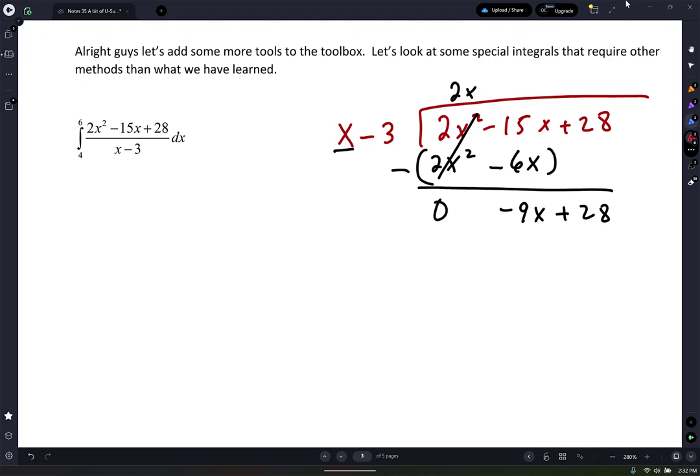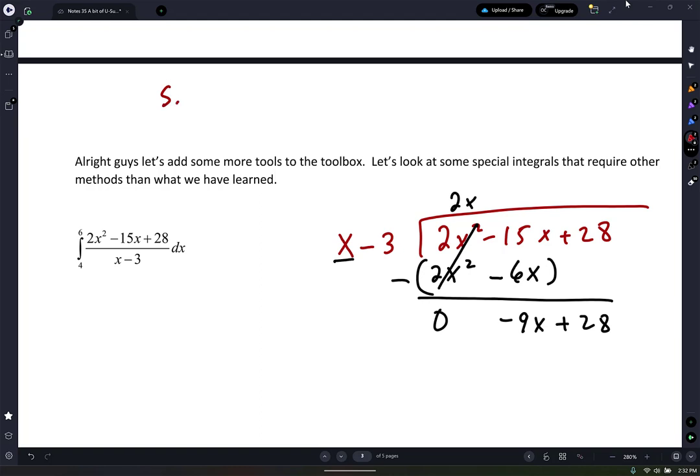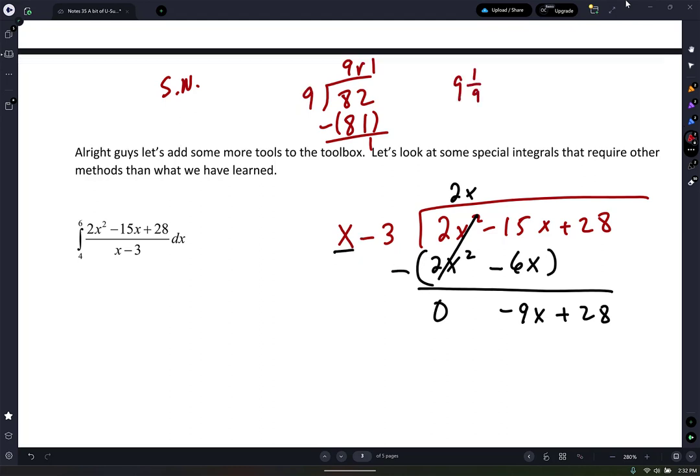Okay. Side note, let's do something you guys do know. 82 divided by 9. That's 9. You put an 81 in the bottom, you have a remainder of 1, because you subtract, see? So 82 minus 81 is 1, so you either say R1 or you write 9 and 1 ninth. So that's exactly what I'm doing here now.